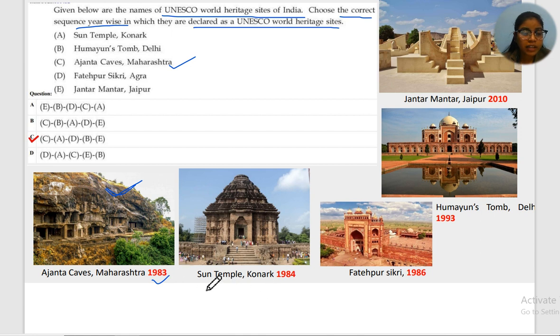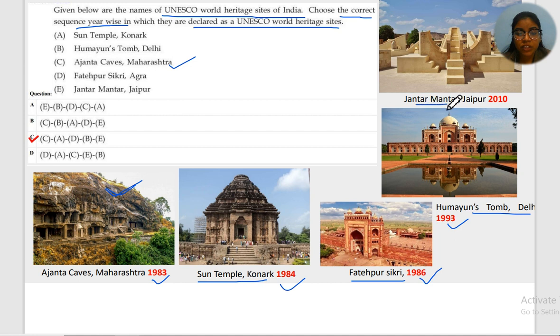After that, we have Sun Temple, which is in Konark. It was declared as UNESCO World Heritage Site in the year 1984. After that, we have Fatehpur Sikri. It was declared in the year 1986. Then we have Humayun's Tomb, which is in Delhi in the year 1993.